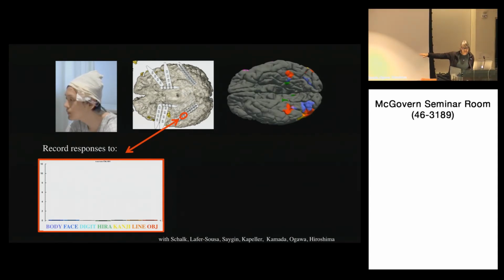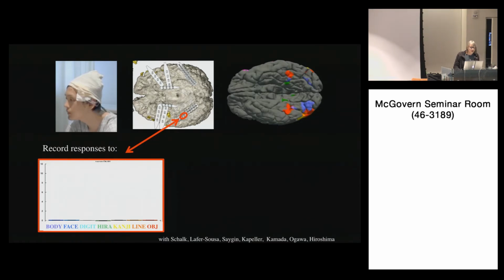So this is not the causal test of the relationship to behavior. This is just mapping out the selectivity using electrodes, because this is a much more direct measure of neural activity than functional MRI. We're not going by way of the blood flow response. We're directly recording electrical responses on the surface of the brain.